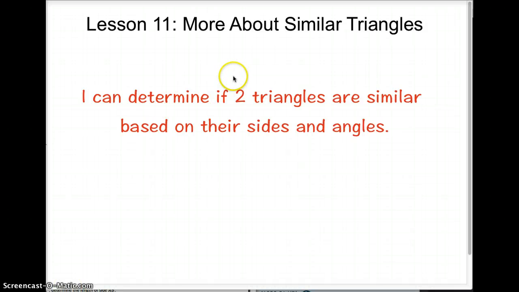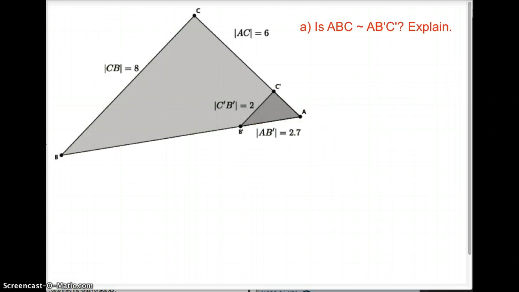Okay, so in lesson 11, we're going to continue what we've been talking about with similar triangles. What we're going to be doing today is combining the sides and the angles, looking at both, determining whether two triangles are similar or not. So on your note sheet, let's look at the first example there.